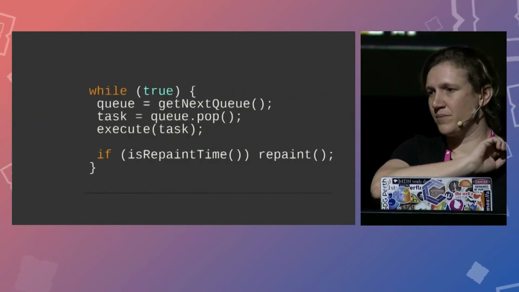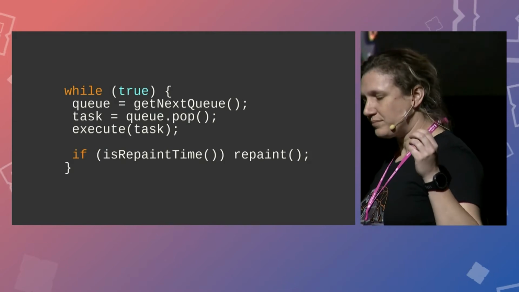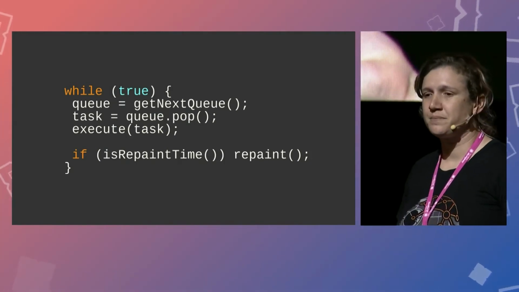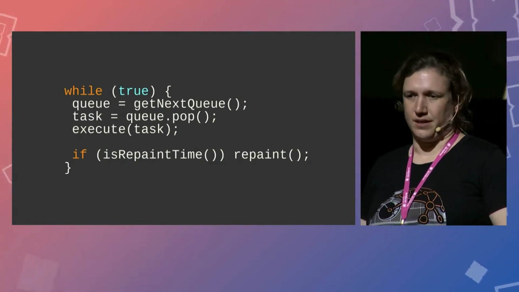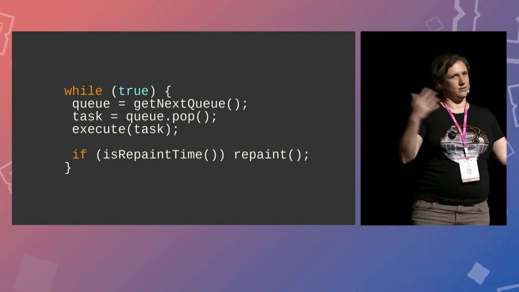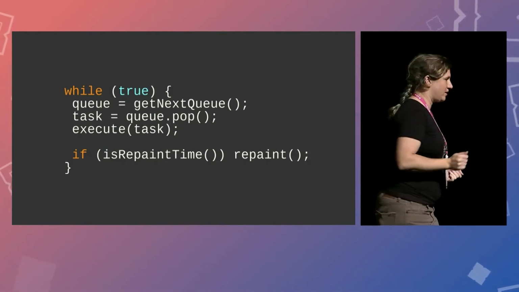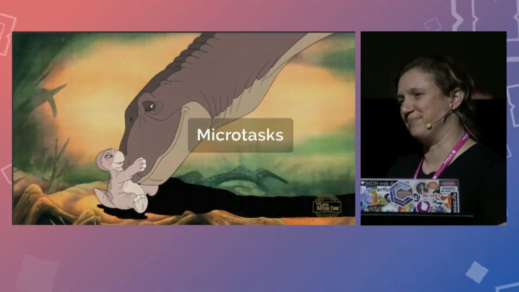All right, so now our event loop looks like this. It's an infinite loop. For every turn of the loop, we're going to pick a queue. Then we're going to take the first task off that queue, and we're going to run that task. Then, if it's time to repaint, we'll repaint. So is everybody good with that? Cool, because it turns out it's a little bit more complicated than that.